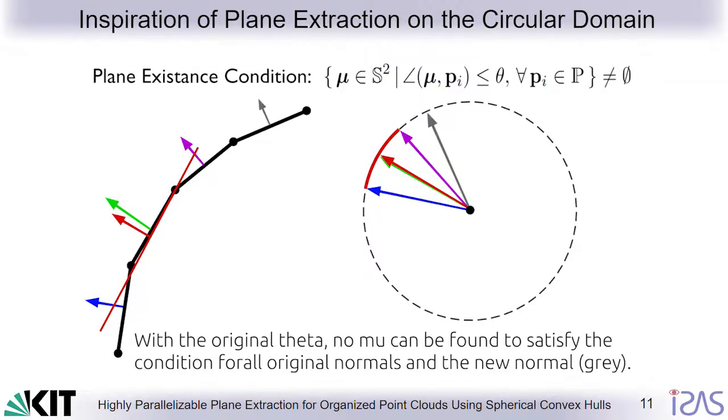The next neighboring normal, here in gray, lies not in the plane of the first three normals because no mu can be found which would cover all four normals. The gray normal would therefore start a new plane. Note that when checking if a mu exists, only the two most outer normals are required. In fact, mu never needs to be explicitly calculated because its existence can be quickly inferred from the two outer normals. The same applies for the three-dimensional case on S2, in which the equivalent of the two most outer normals is the spherical convex hull.